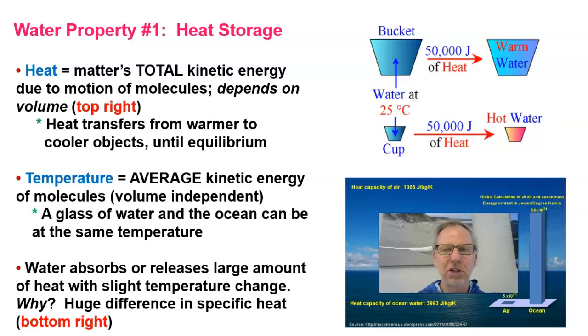The bucket has a much greater volume than the cup. So when you're transferring that equivalent amount of heat to each one, it makes a bigger difference to the smaller object, much less of a difference to the bigger object.